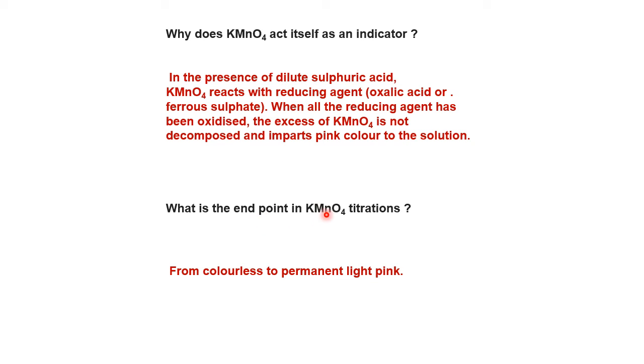What is the end point in KMnO4? What is the color of KMnO4? Purple or pink? When it reacts, its color disappears. When the reaction completes, color remains. So what is the end point? End point is colorless to pink.